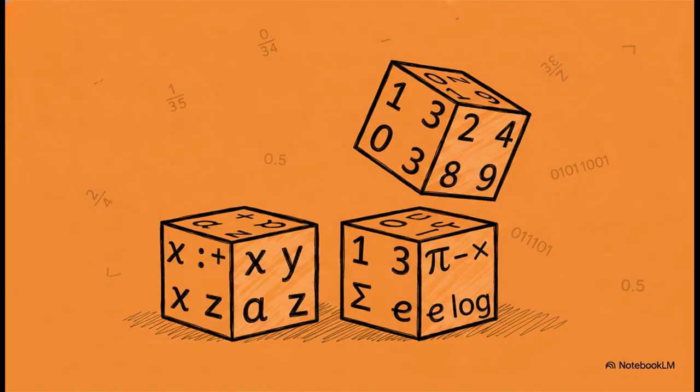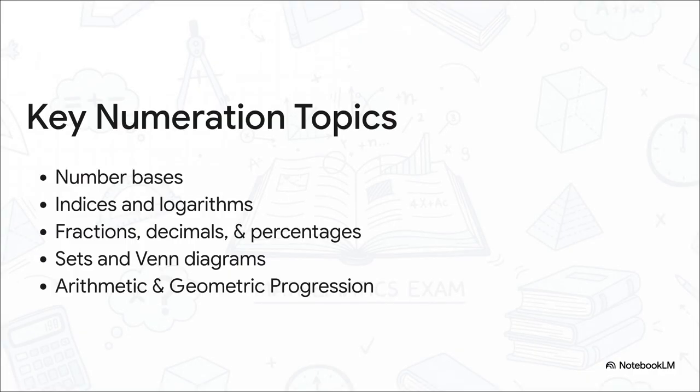Building on that, the next piece of this foundational puzzle is number and numeration. These are the concepts that deal with, well, how we represent and work with numbers themselves. Under this umbrella, you'll find topics that are almost guaranteed to show up. You should pay super close attention to number bases, indices, and logarithms. And definitely do not ignore sets. Venn diagram questions are a total staple. And finally, you have arithmetic and geometric progressions, which are all about spotting patterns and sequences.